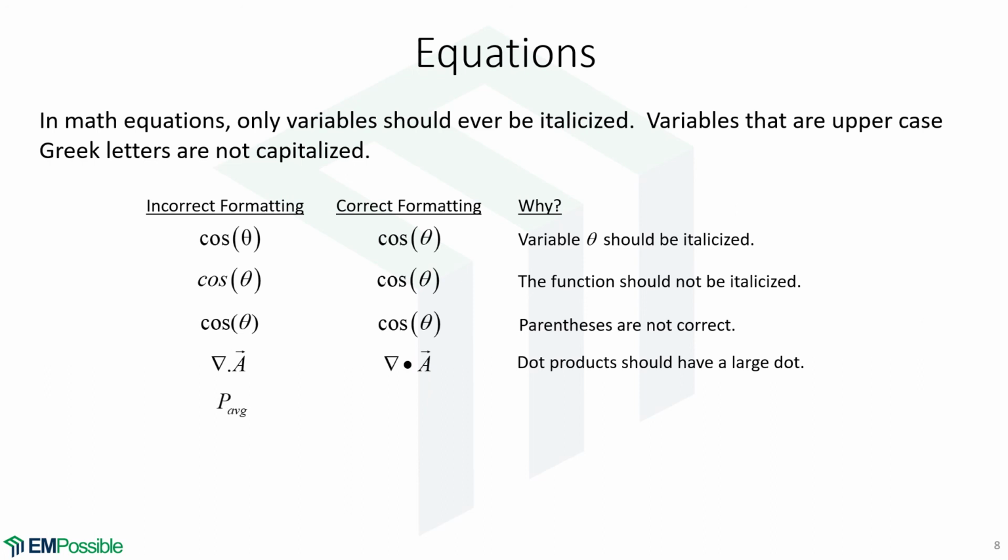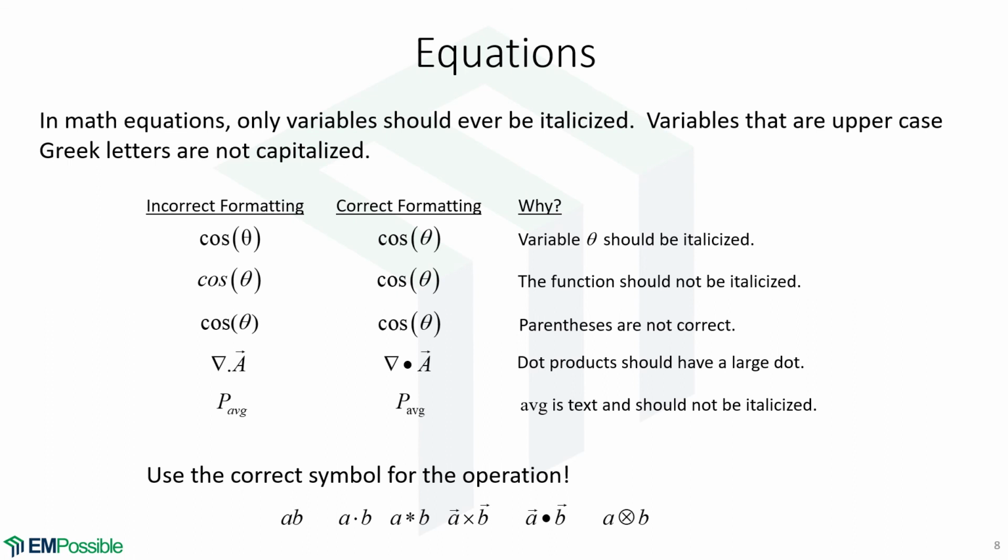Okay, so P average, maybe it's an average power. Is this correct formatting? And I see this a lot, even in textbooks. This is not correct. Why not? It's not correct because A, V, and G are not variables. They should not be italicized. The only thing here that is a variable is P. That's what should be italicized.